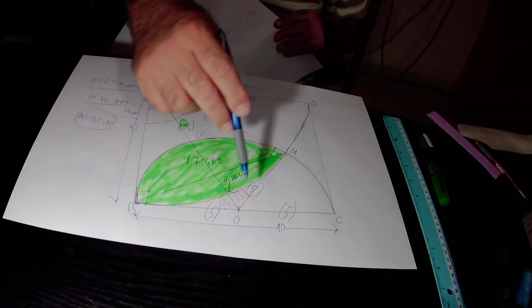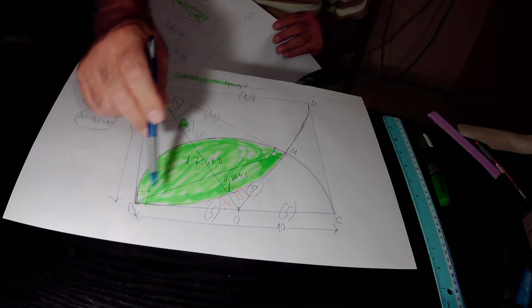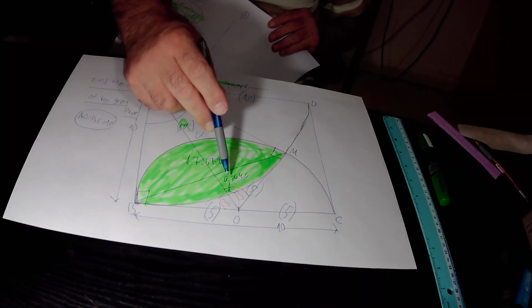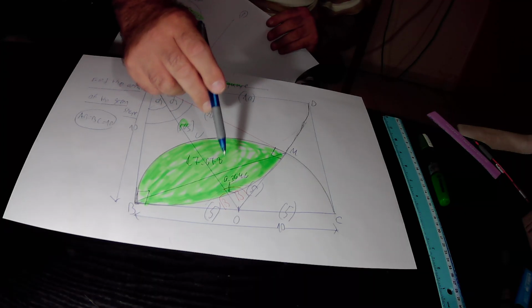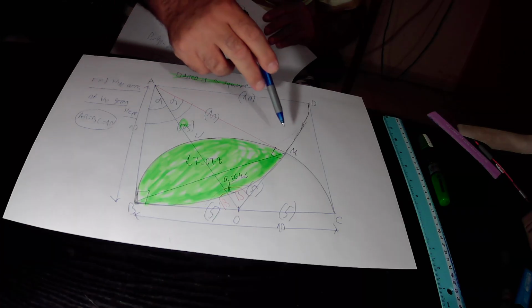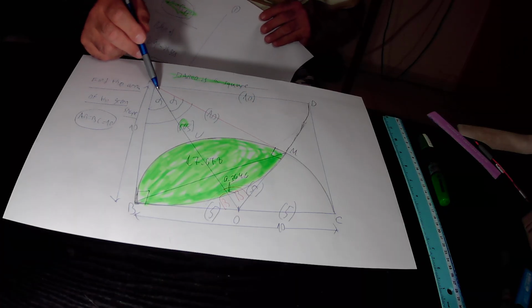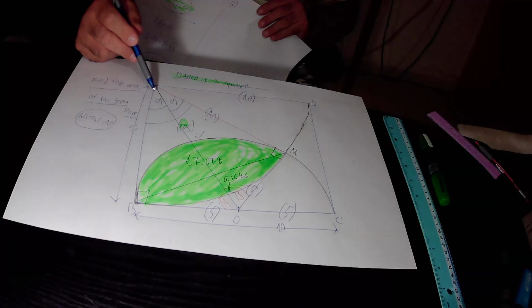This is the big angle MOB, which equals 2 beta. 2 beta equals 126.87 degrees, and this is the big angle MAB, which equals 2 alpha, and 2 alpha equals 53.13 degrees.